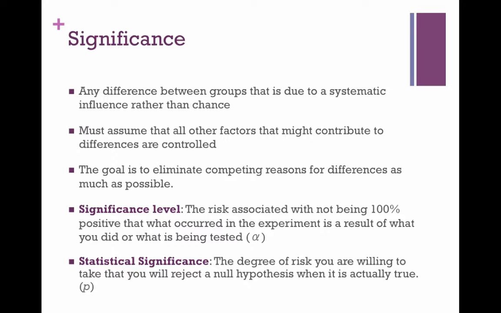And so when we think about significance and significance levels, we can really set our own significance level, and this is what we call alpha. And so the significance level is the risk associated with not being 100% positive or 100% sure that what occurred in your experiment or in your research study is a result of what you did or of what is really being tested.